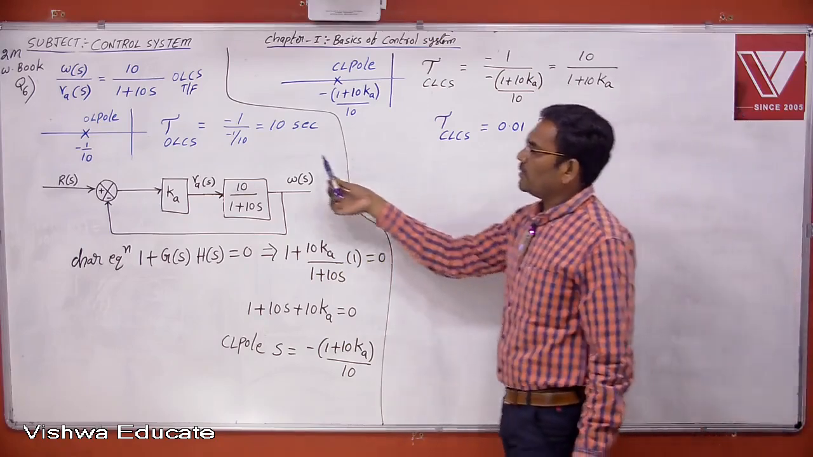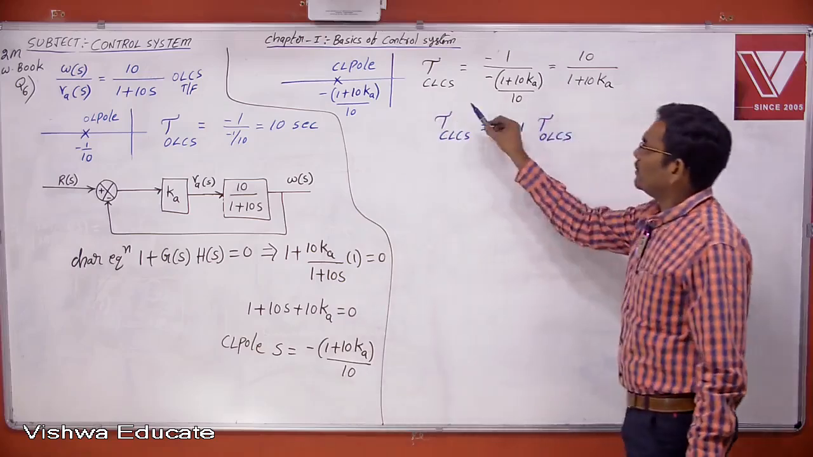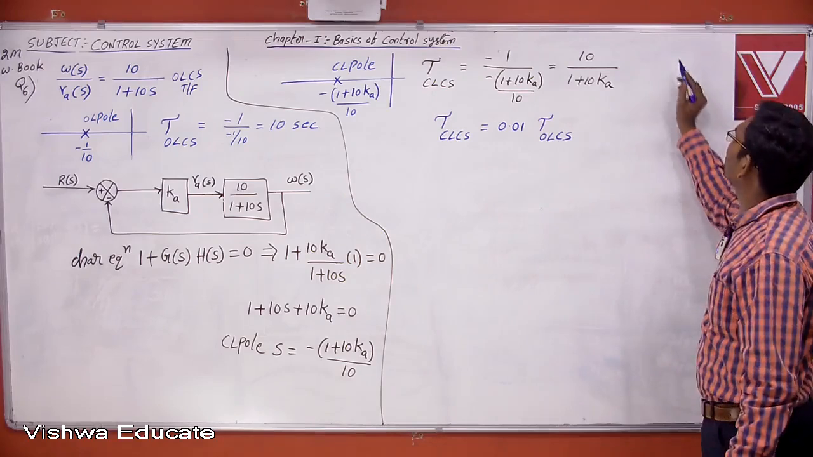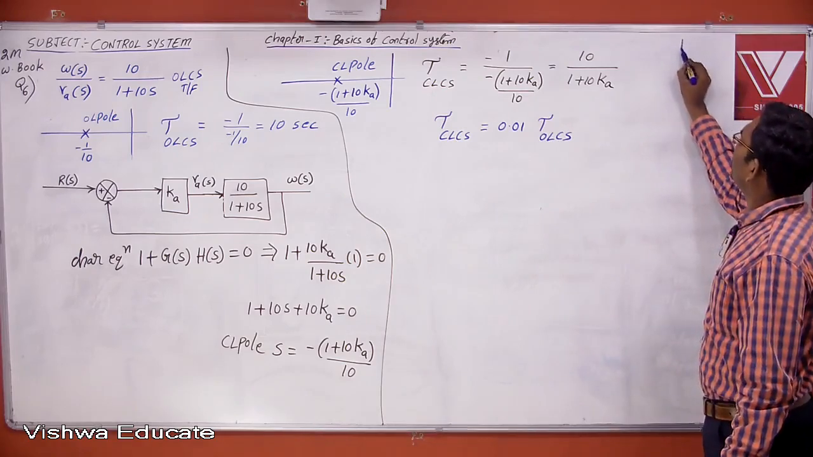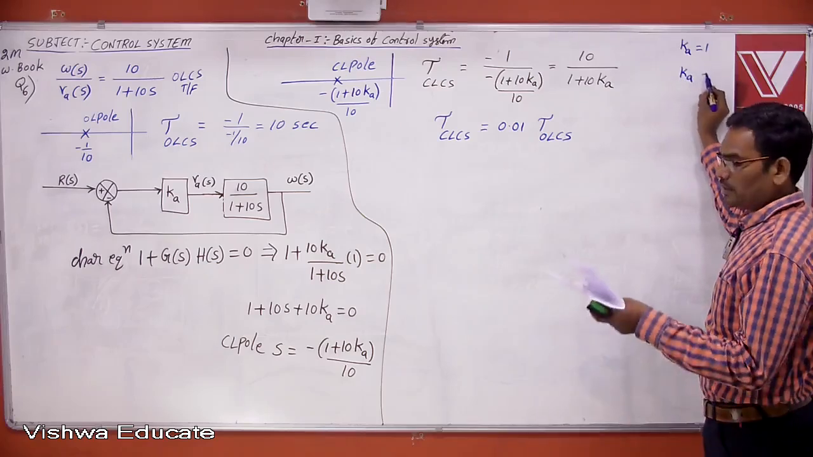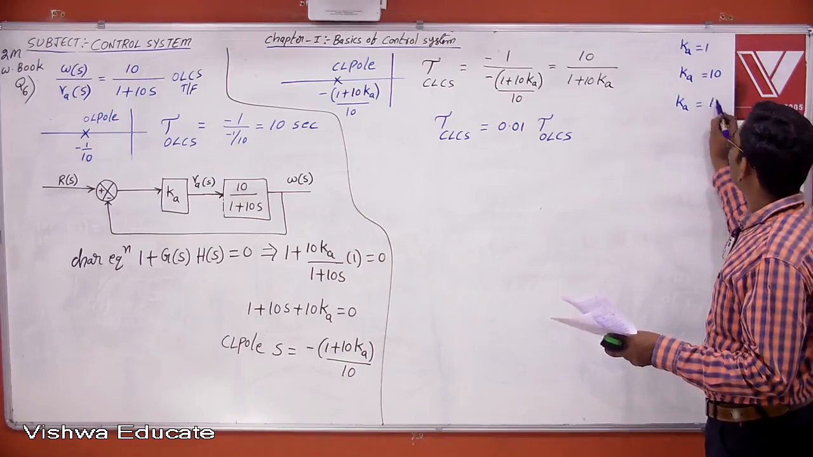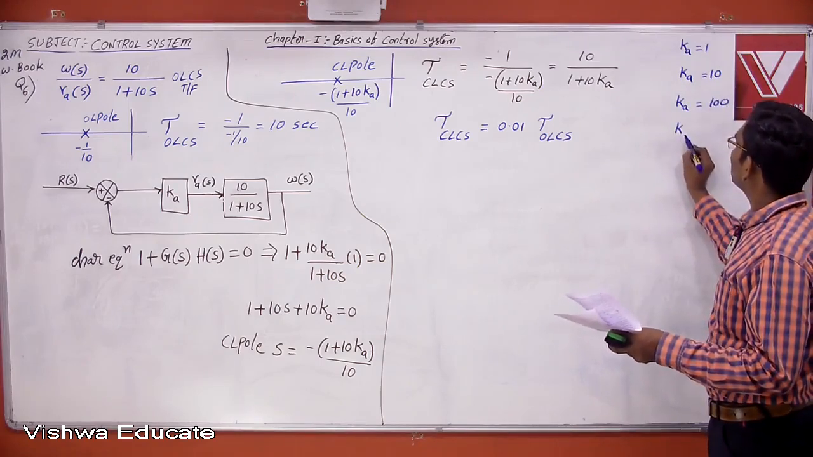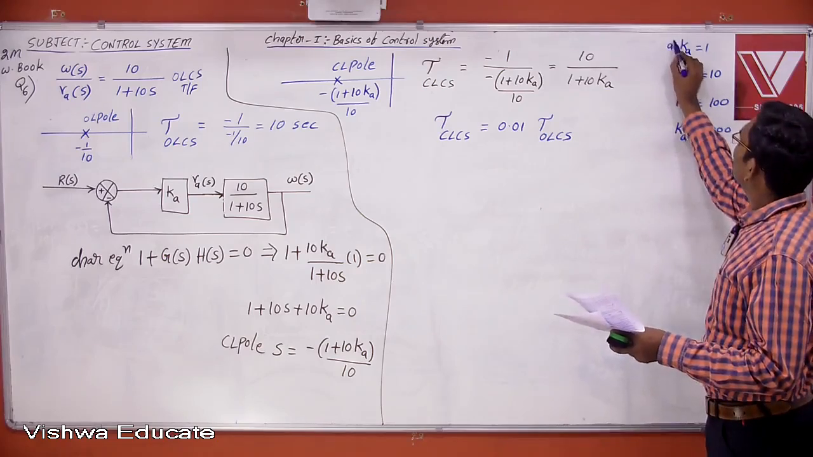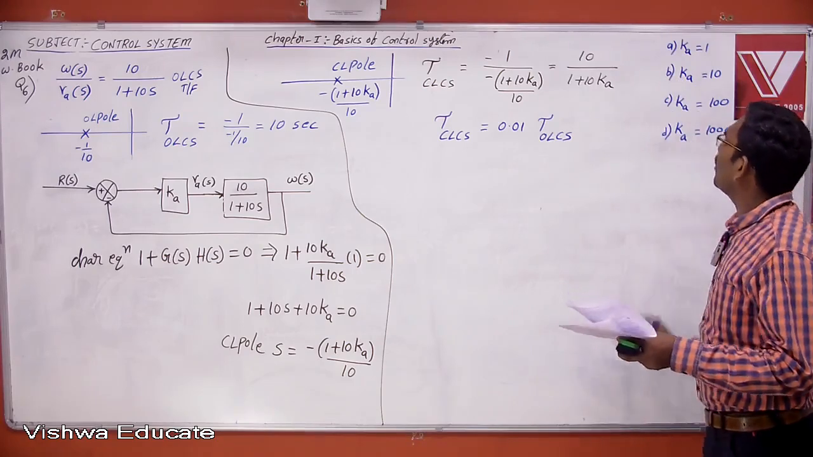That's what I'm giving: finding the time constant of open loop control system, and finding the time constant of closed loop control system. And in this question, options are also available. The approximated value of Ka equal to 1 is option A, then option B, option C, and option D. These are the approximated values of Ka.